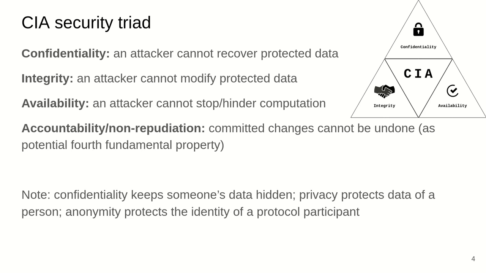A quick note, confidentiality is that the data of someone keeps hidden, right? So the data remains protected and hidden. Privacy would protect the data of a person, right? So if we talk about privacy, then we would say that, hey, this actually involves a person. And anonymity protects the identity of a protocol participant. So these are all slightly different nuances of the same concept.